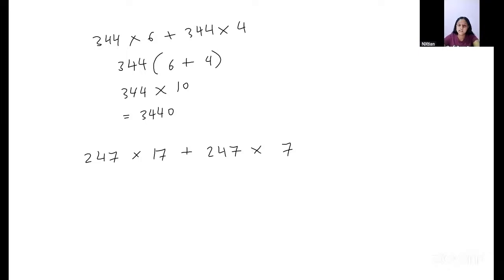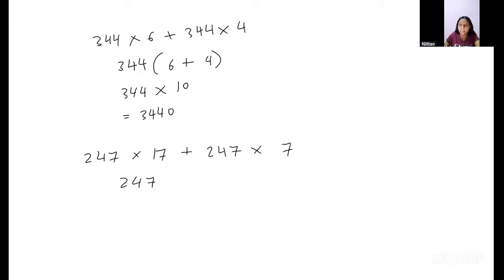Nathaniel, are you getting the answer? Yes, ma'am, I'm getting the answer. How much? 5928. Correct. So what we do is take 247 outside the bracket.